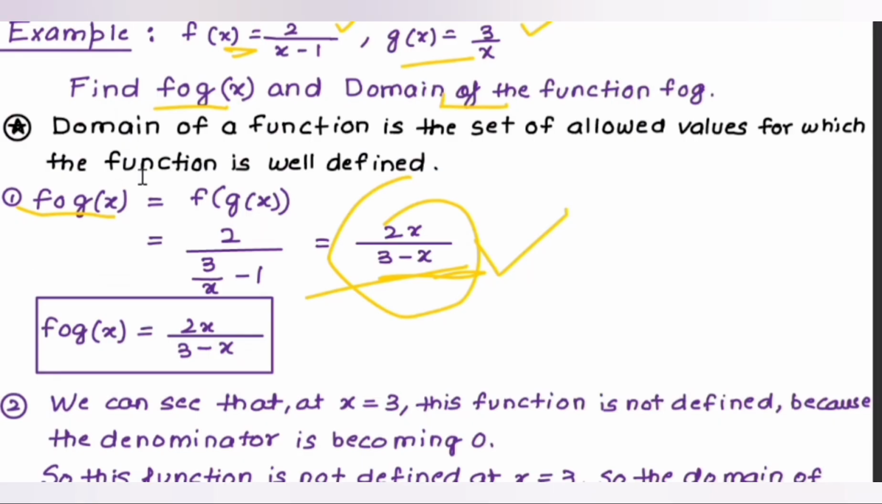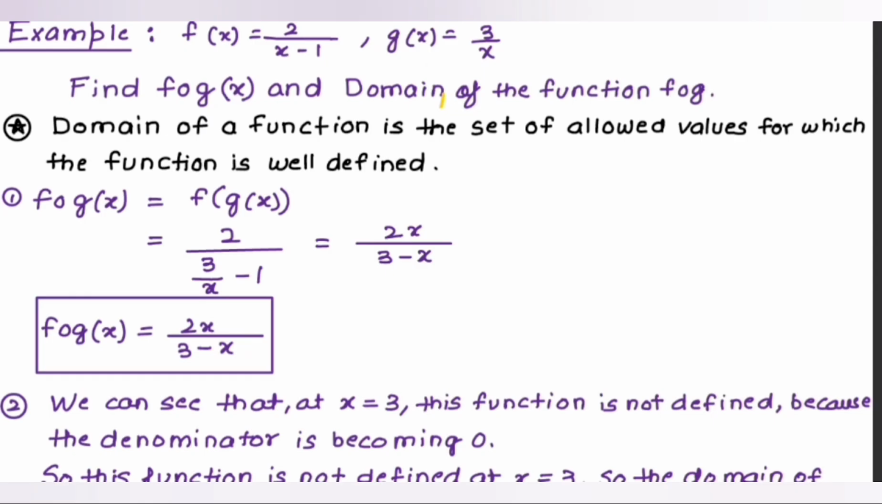Now you are given two functions, f of x and g of x. f of x is 2x minus 1 and g of x is 3 by x. You are asked for the composite function f of g of x and its domain. So f of g of x, just replace x with g of x. You'll get the function as 2 times 3 upon x, minus 1. This is your composite function.